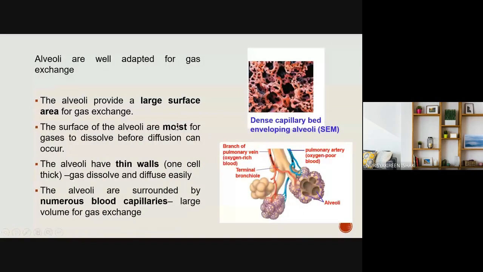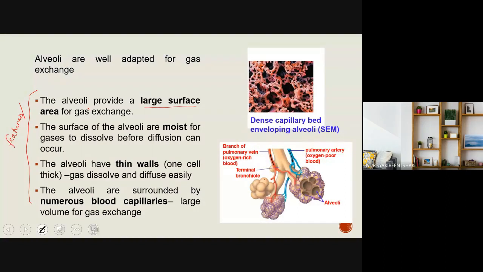Okay, so the alveoli are well adapted for gas exchange. So these are the adaptation features, or how the alveoli is adapted to do its function. First, the alveoli provide a large surface area for gas exchange.